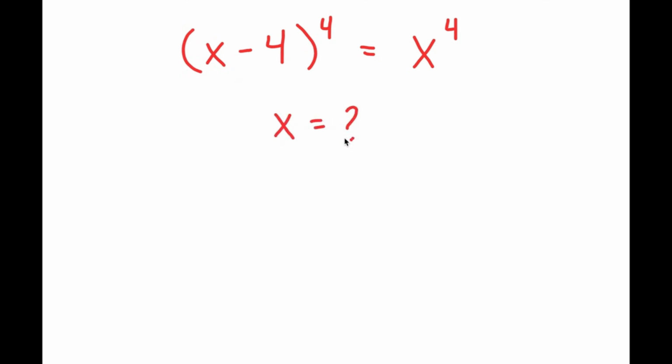Alright, so in this video, I'm going to be solving the equation (x minus 4) to the power of 4 is equal to x to the power of 4. My only variable in this equation is x, so that's what I'm going to be solving for. And now for my solution.